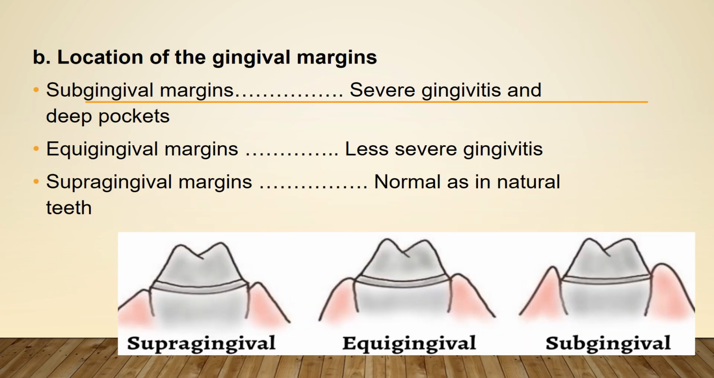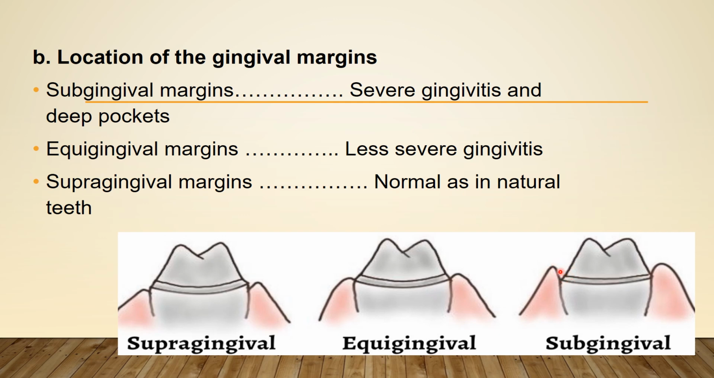Coming to the location of gingival margins, we have different types of margins of restoration. You can see that there can be supragingival marginal restoration, equigingival marginal restoration, and subgingival marginal restoration. This picture shows the crown preparation with respect to the margins. There can be supra, equi and subgingival. From the picture itself, you know that the subgingival margins, compared to the other two, will go beyond the gingival sulcus, and it will favor plaque retention, and the microbial shift can be seen here.